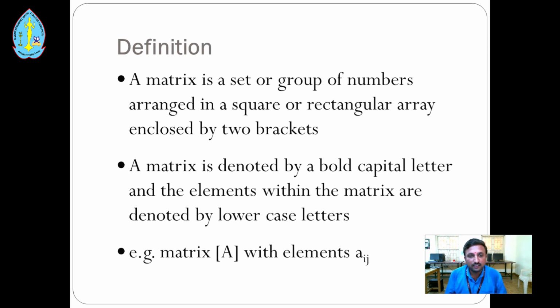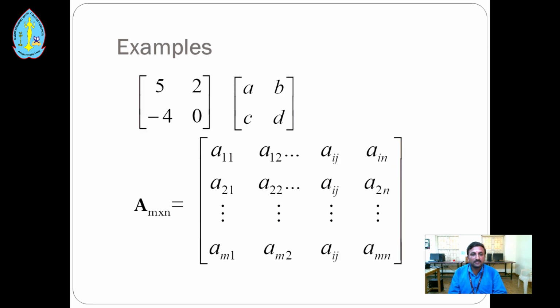A matrix is a set or group of numbers arranged in a square or rectangular array enclosed by two brackets. A matrix is denoted by a bold capital letter and the elements within the matrix are denoted by lower case letters. Example, the matrix is denoted by capital A and the elements are denoted by Aij. Next, these are the examples for some matrices.